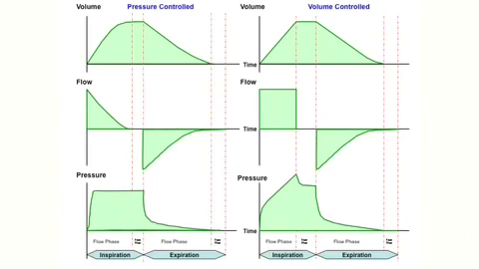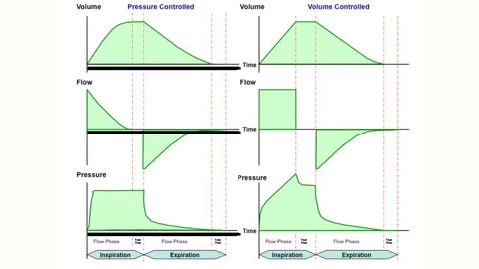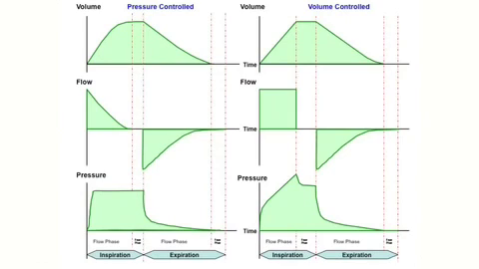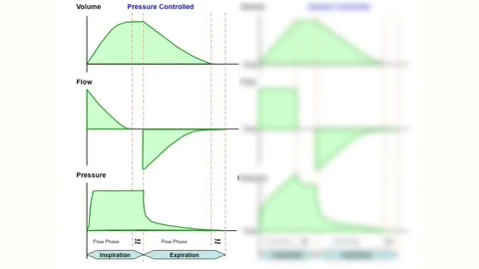So if we now look at our waveforms, the first waveform we're going to look at is the pressure waveform. There are three waveforms: volume, flow and pressure. These are all set against time. They should always be viewed together. Again, they are different in volume controlled and pressure controlled ventilation. You have your inspiration, your pause phase, and then your expiration.